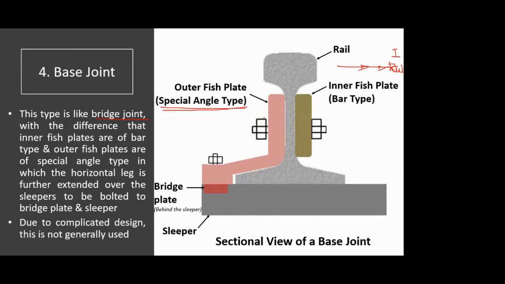Special angle type means, if you see, it has this normal face which is touching your web, but it also has this typical angle. This typical angle is such that it fits on the foot of the rail, as well as it can be bolted to the sleeper as well as the bridge plate. So now, just observe the diagram carefully.